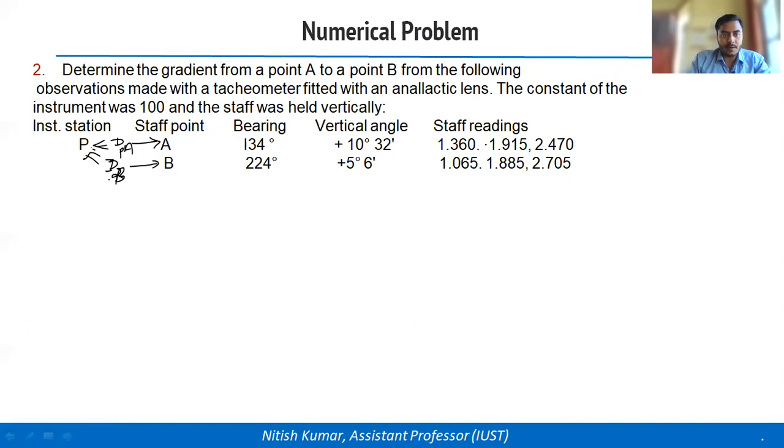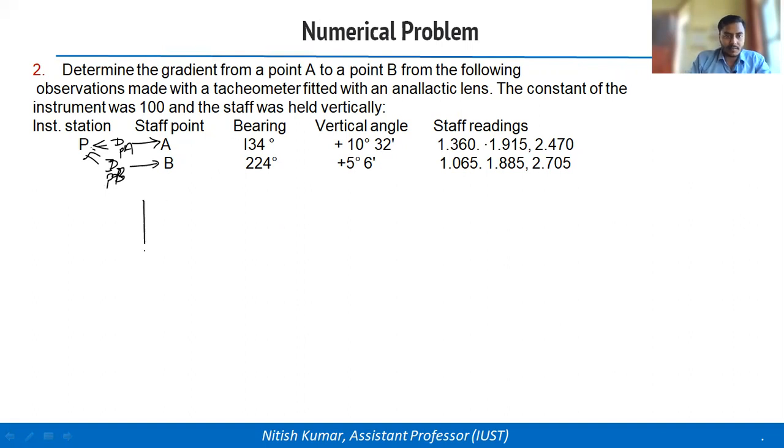We can say PA and PB: DPA, DPB, the distance between P to A and P to B. But we have to calculate the distance between A to B. So how can we calculate? See, we can calculate that by using the bearing. What does bearing mean?